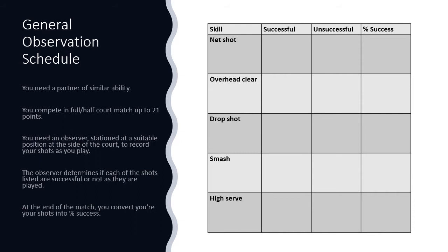It has a list of badminton shots down the left hand side, a column for successful, a column for unsuccessful, and a column for percentage success. You need a partner of similar ability. You compete in a full or a half court match up to 21 points. You need an observer stationed at a suitable position at the side of the court to record your shots as you play. The observer determines if each shot is successful or unsuccessful as they are played. At the end of the match, you convert your shots into a percentage success rate.